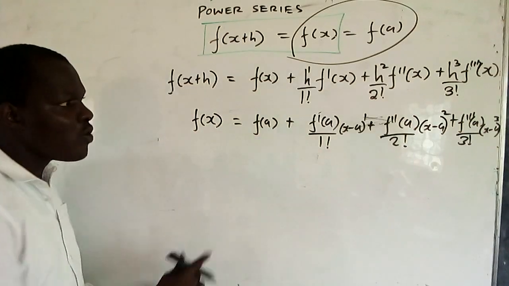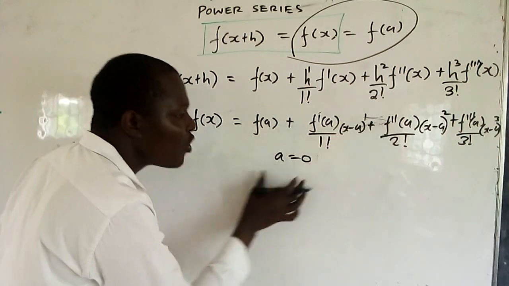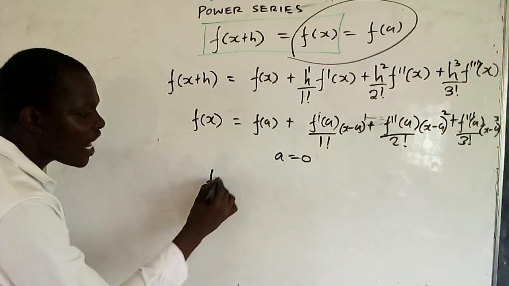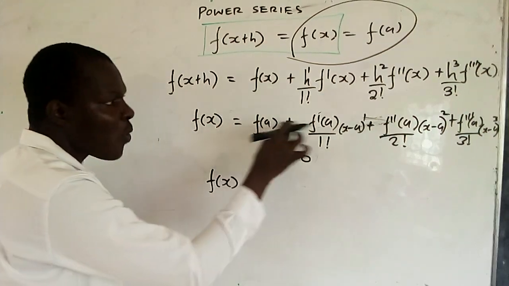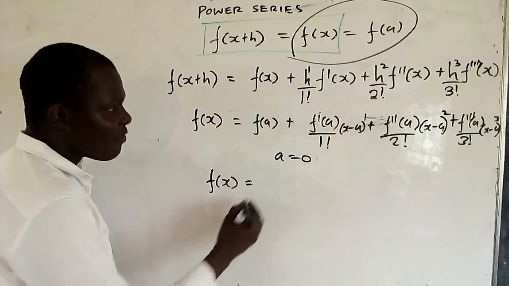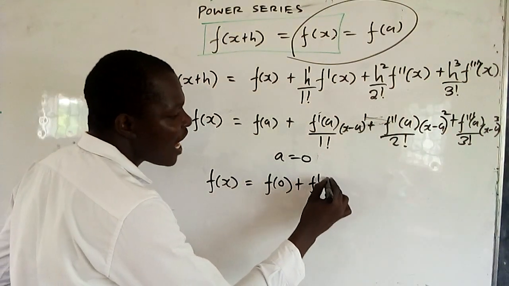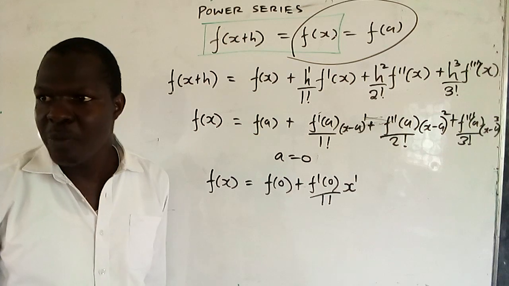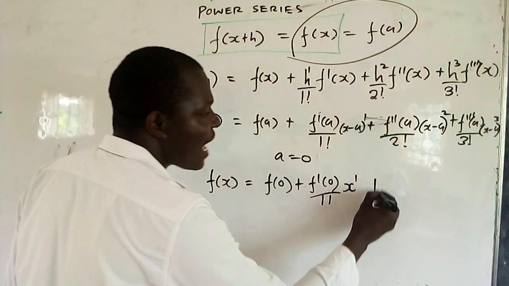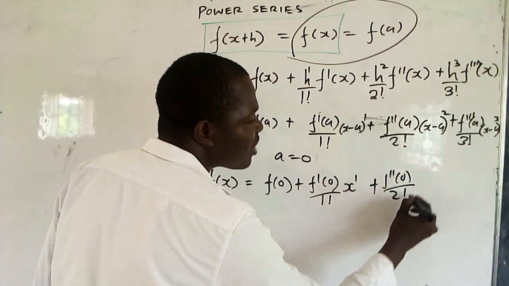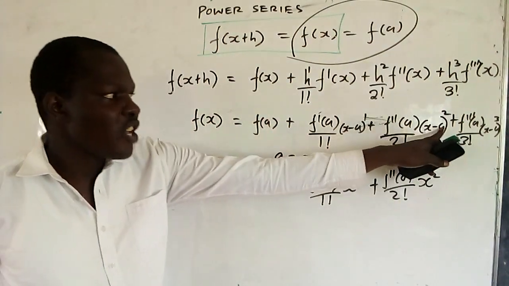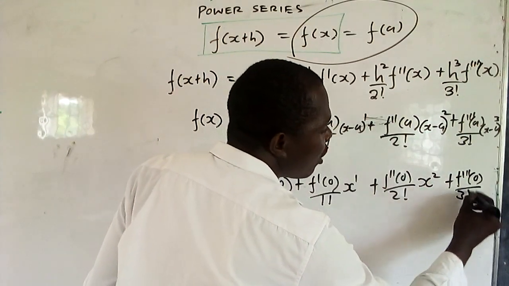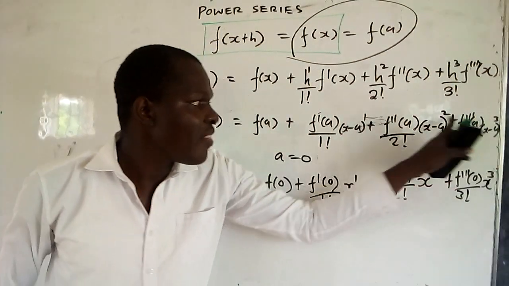Then from there you come and say, when a is equal to 0, you get the Maclaurin series. So when a is 0, it gives you the Maclaurin series, f of x, where there is a, you now put 0. f of x is f of 0 plus f prime of 0 over 1 factorial x raised to power 1, because a is now 0, so you only remain with x inside the bracket. Then plus f double prime of 0 over 2 factorial, then x squared. Then you move on, f triple prime of 0 over 3 factorial, then x raised to power 3.